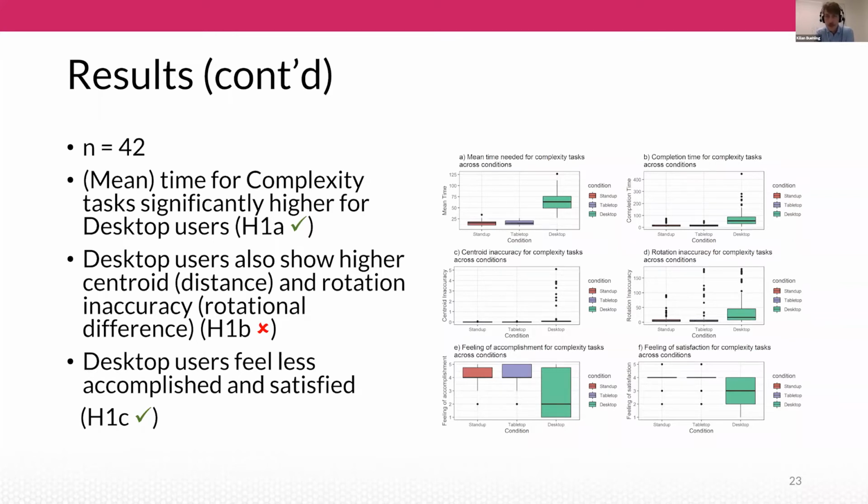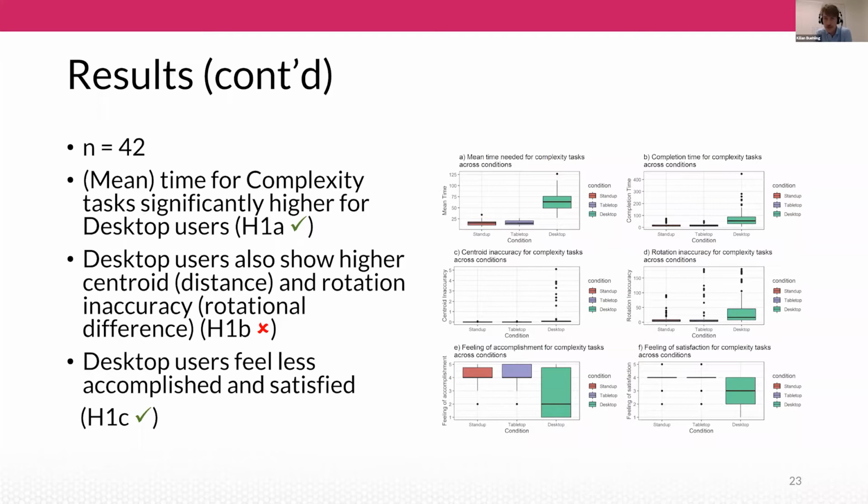We see that the mean time to complete a task is significantly higher for desktop users than it is for VR users that do not differ from each other. If we look at plot B, we see this is also the case for all the single tasks. So not the average time needed for the tasks, but every single completion time.